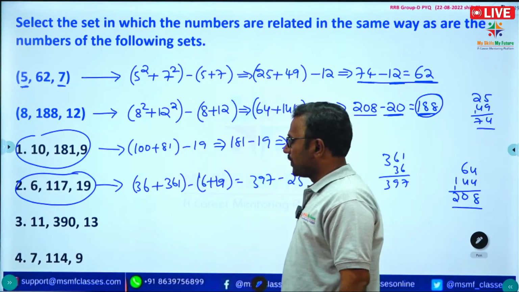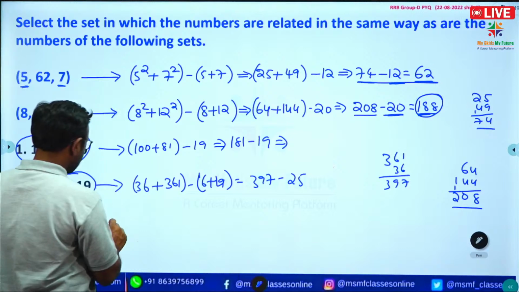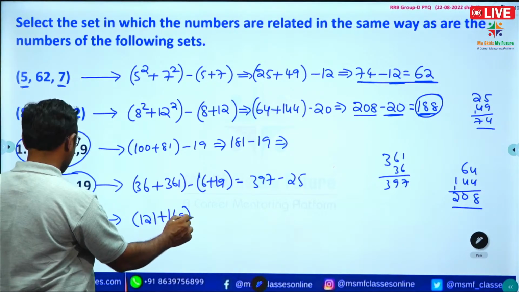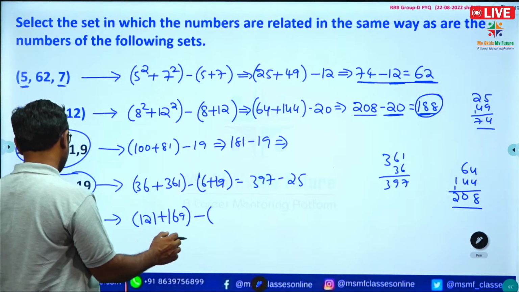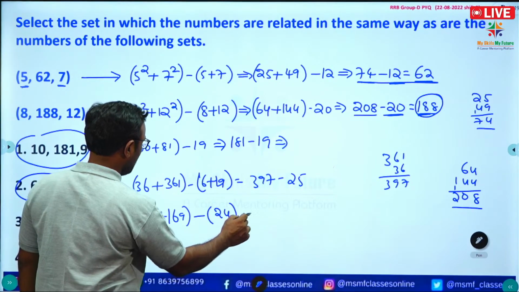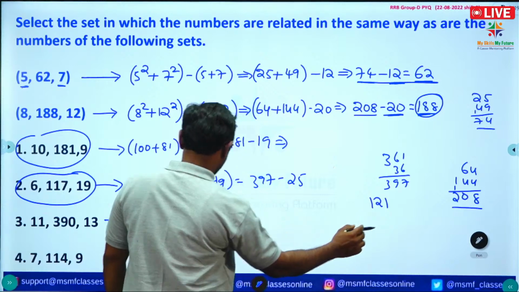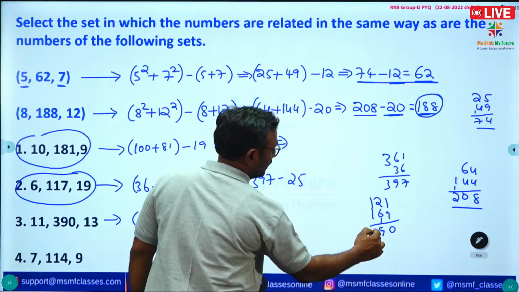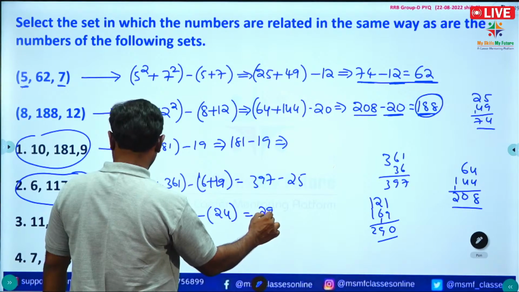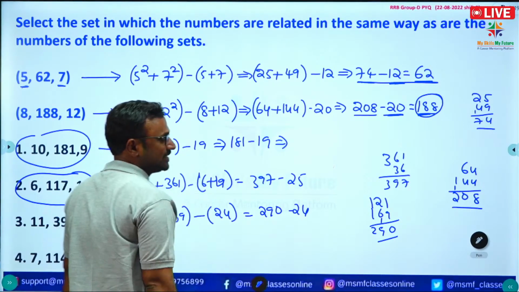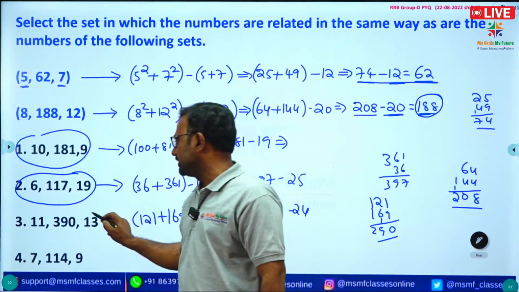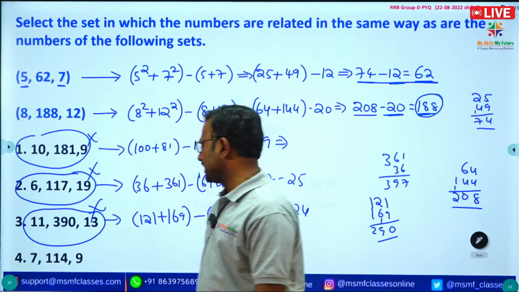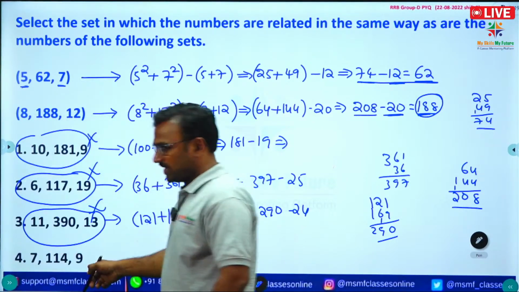Okay, right. See the option 3, 11 square 121 plus 13 square 169 minus 11 plus 13, we get 24. So 121 plus 169 we get 290. So 290 minus 24 we get less than 290. Here the middle number is 390. So this is also wrong. These three are wrong. So once check option 4.